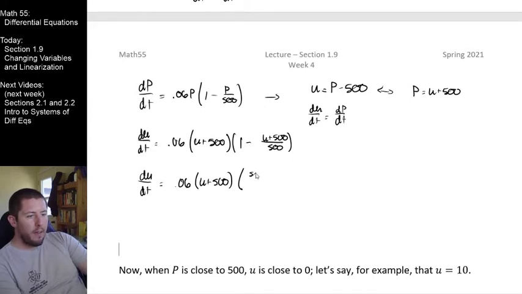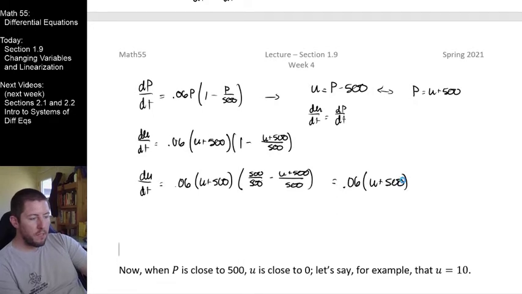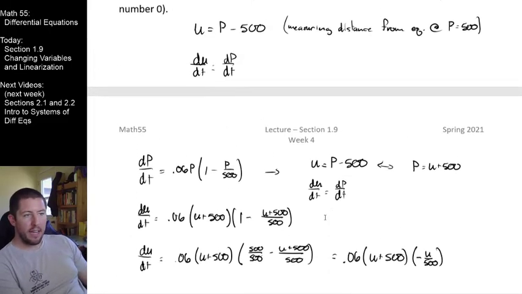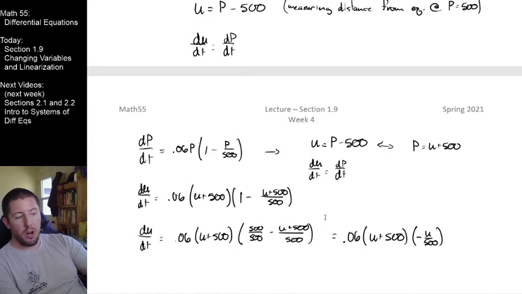What do we got right here? This is like 500 over 500 minus u plus 500 over 500. And so that seems to me to be 0.06 times u plus 500 times 500 minus 500. Well, this is just a negative u over 500 now. So now we're noticing that this equilibrium at u equals zero that we see from this term right here is exactly the one that we had a second ago at p equals 500. You should notice that this equilibrium at u equals negative 500 says you're 500 below your carrying capacity. That's our equilibrium at zero.